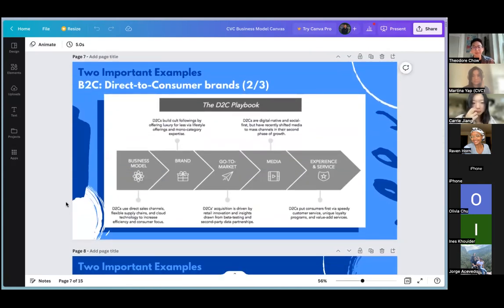So yeah, this is a little graphic that shows the way in which a direct-to-consumer brand is built. In the business model, you have direct sales channels, you have the supply chains, as well as technology to increase efficiency and customer focus. A lot of the times, the brand is also built around a cult following. Through social media advertising, they're able to create this following. And their go-to-market strategy is driven by all the insights drawn from beta testing and second-party data partnerships.